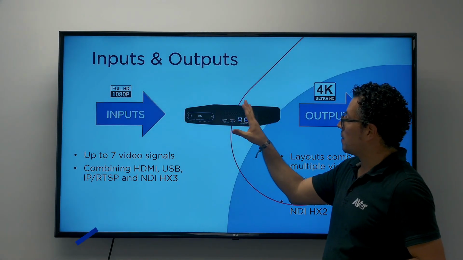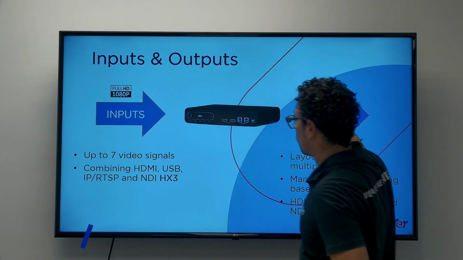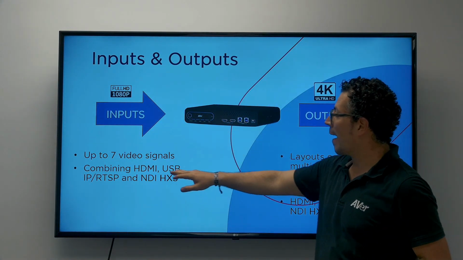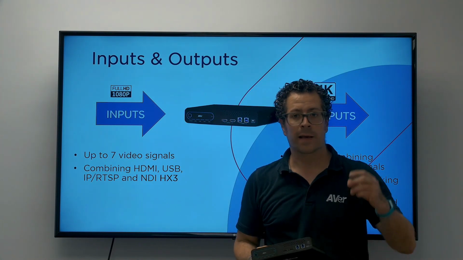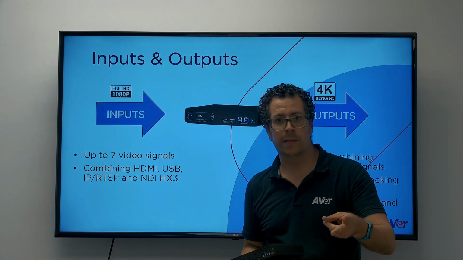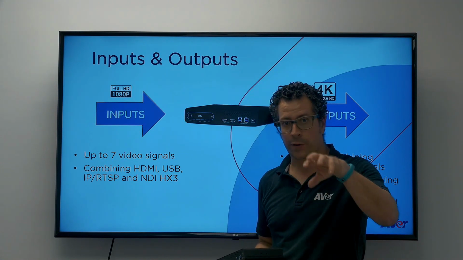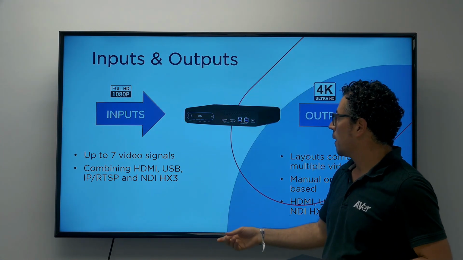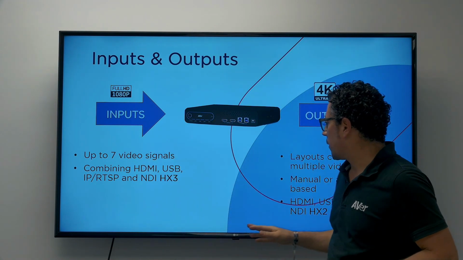Remember, it is the basics. It's a matrix, so you have inputs and you have output. In the input, you can have up to 7 video signals. Video signals means cameras, a computer connected via HDMI, or any video resource that you have in your network or in your room. You can combine HDMI, USB, IP, etc.